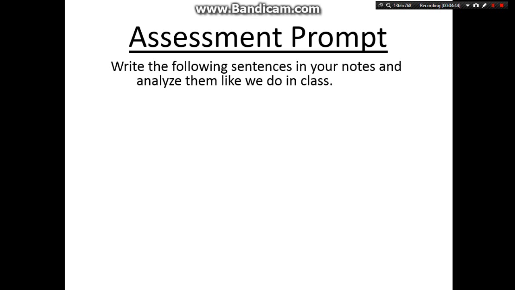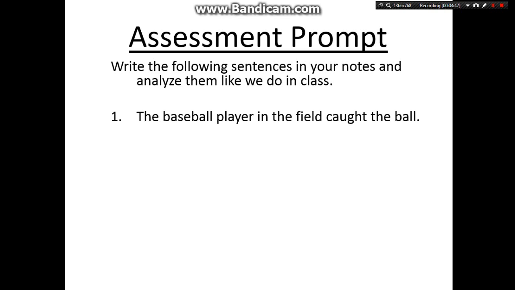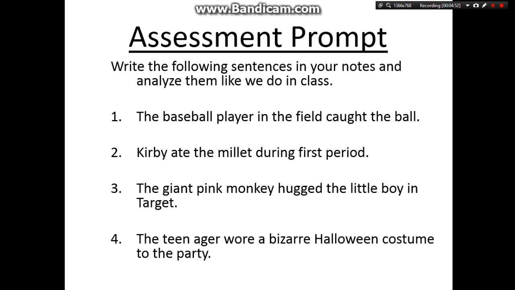So let's see what you do. Let's see how you can do these. It says to write the following sentences in your notes, but I don't think you have room for them, so don't worry about it. Just think them through. Number 1, the baseball player in the field caught the ball. Go through the steps. Prepositional phrase, verb, what did the verb do? Think them all through. I'm going to explain them to you in just a minute. And if you listen closely, you'll have a surprise slide at the end.